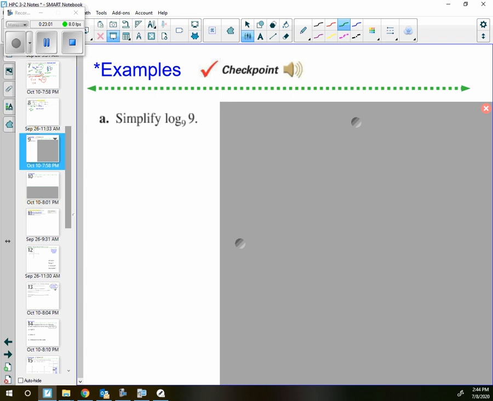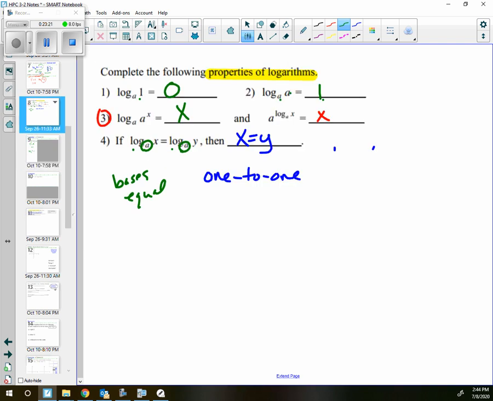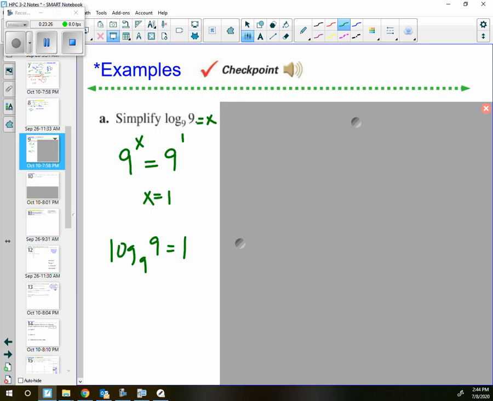Simplify log base 9 of 9. Set it equal to something and see if we can solve. So 9 to the what power would give you 9? What makes sense? Would have to be 9 to the first. In other words, 9 to what power gives you 9? It would have to be equal to 1. So the log base 9 of 9 is most definitely 1. Take a look back at your properties. That's taking a look at your property number 2. So that's all that's saying. So it's an example of that.